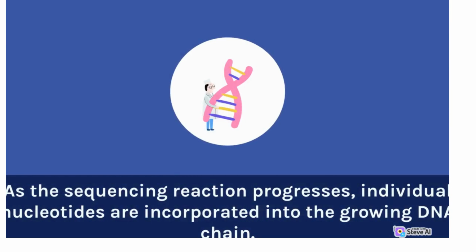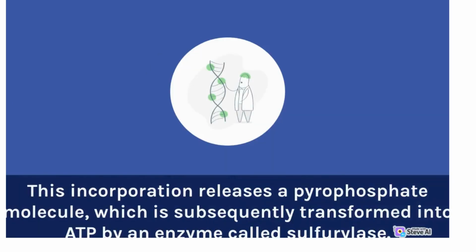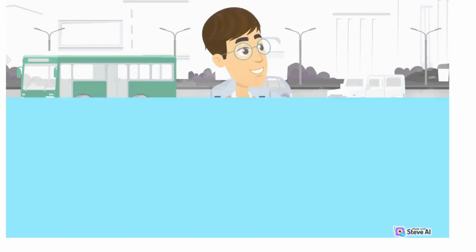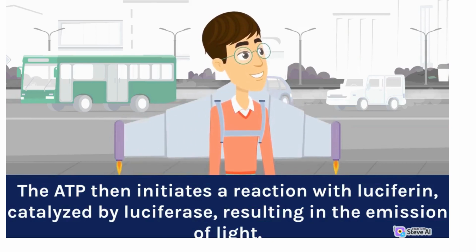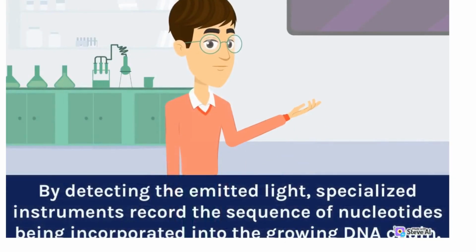As the sequencing reaction progresses, individual nucleotides are incorporated into the growing DNA chain. This incorporation releases a pyrophosphate molecule, which is subsequently transformed into ATP by an enzyme called sulfurylase. The ATP then initiates a reaction with luciferin, catalyzed by luciferase, resulting in the emission of light. By detecting the emitted light, specialized instruments record the sequence of nucleotides being incorporated into the growing DNA chain.